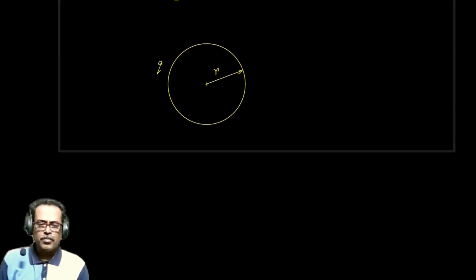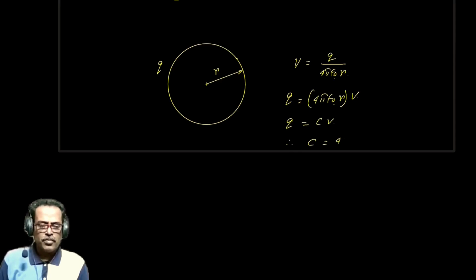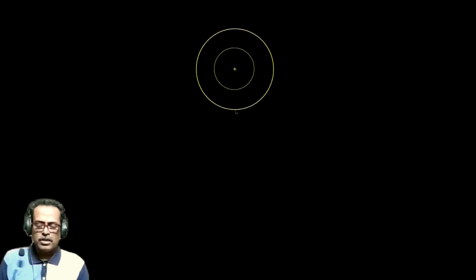Now we know that the potential at the surface of the sphere, V, is equal to Q by 4 pi epsilon 0 into R. Therefore Q is equal to 4 pi epsilon 0 R into V. If we compare this with the relation between charge and potential, then we can say that Q is equal to CV. Therefore C is equal to 4 pi epsilon 0 into R. Now if we consider two concentric metallic spheres separated by a very small distance, that is, the difference of the radii of the two spheres is very small.